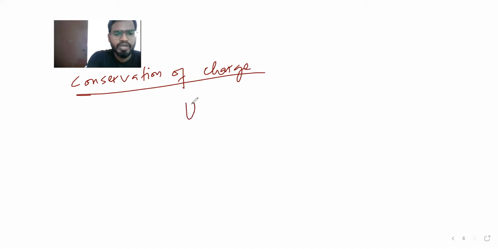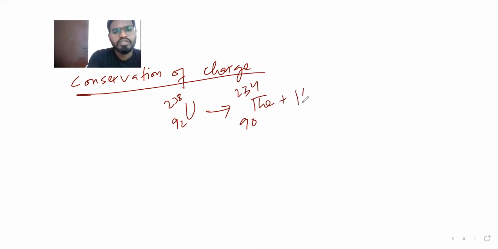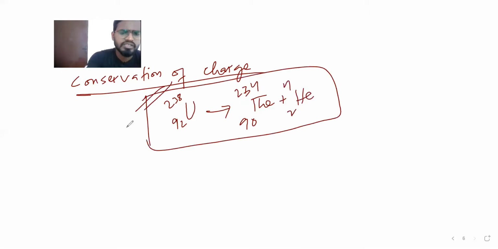Example: uranium 92, 238 will break down into 90, 234, and then helium 2, 4. This is the best example to understand conservation of charge. See, 92 and 92, 238 and 238. So that is conservation of charge. We can say that charge is neither created nor destroyed. It can be transformed from one form to another form.